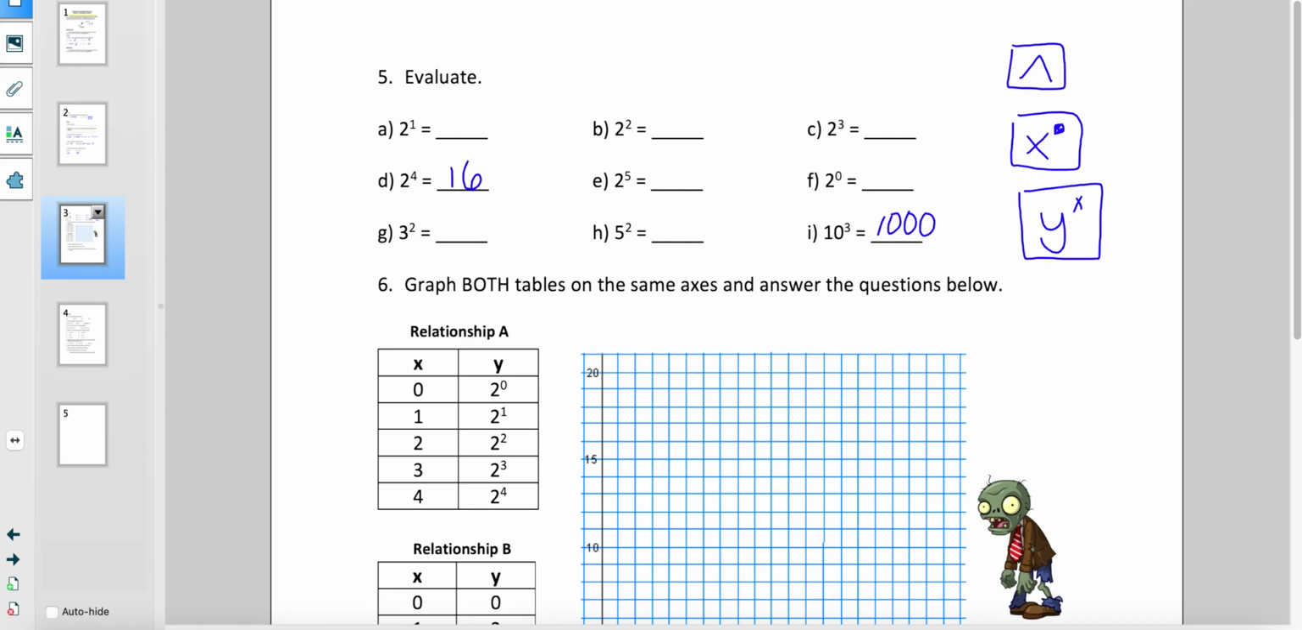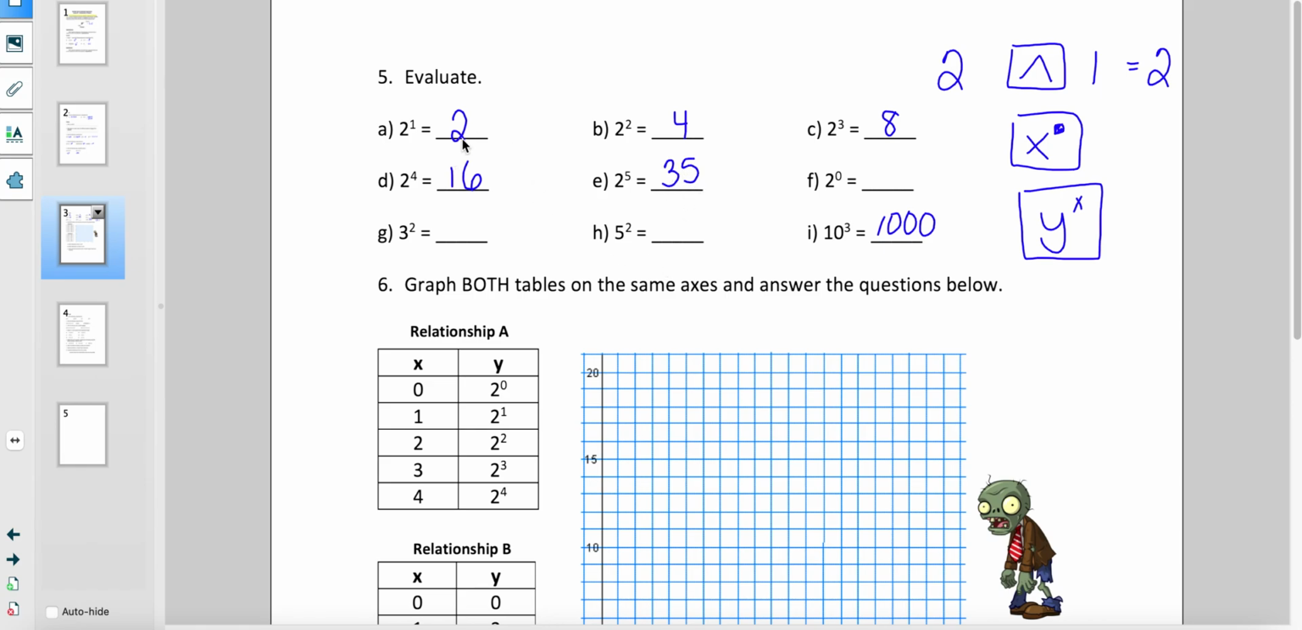All right, so hopefully you had a chance to try those questions. 2 to the power of 1 is just 2 times itself once, so that's 2. If you were to try that on your calculator, putting 2 to the exponent 1, you're going to get 2. 2 to the power of 2, 2 times 2, is 4. 2 to the power of 3, 2 times 2 times 2, is 8. 2 to the power of 4 we've done to get 16. 2 to the power of 5 is 32.